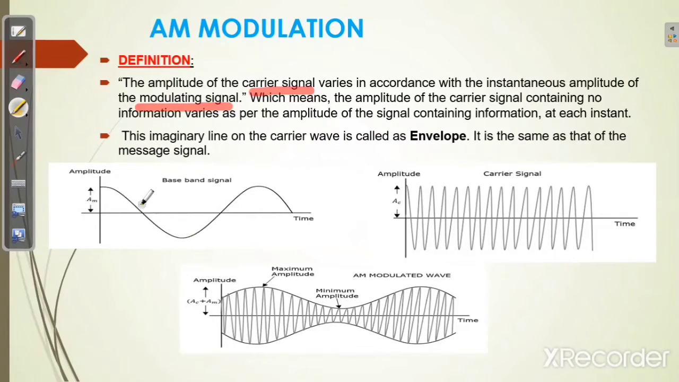So this is the message signal, which contains information, and this is the carrier signal of high frequency, but it contains no information. The amplitude of the carrier signal, containing no information, varies as per the amplitude of the message signal. The imaginary line on the carrier wave is called the envelope. So this is the envelope. It gives a clear shape of an AM modulated wave, and it is the same as that of the message signal.